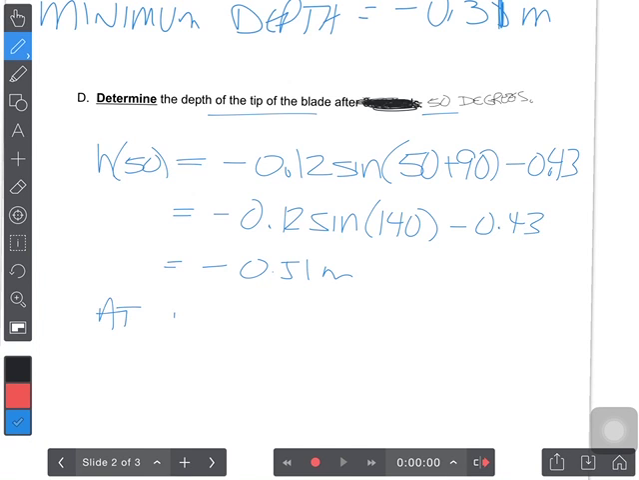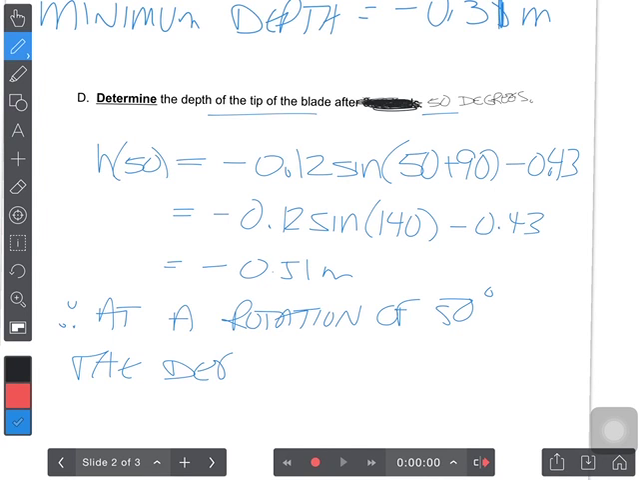So therefore, at a rotation of 50 degrees, the depth is 0.51 meters. All right. Okay, moving on to the last page here.